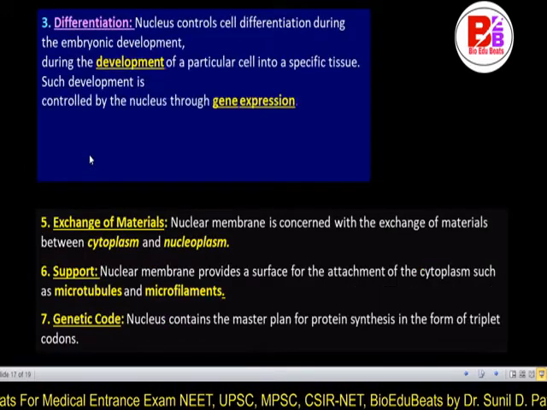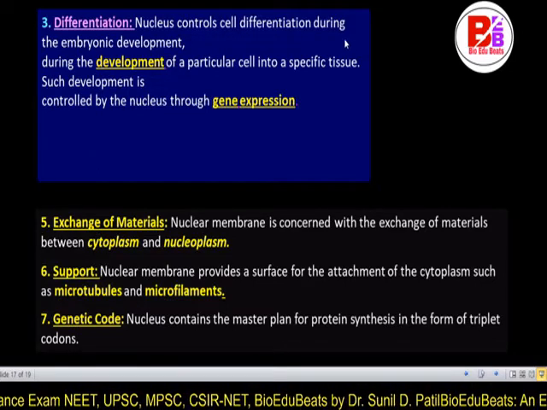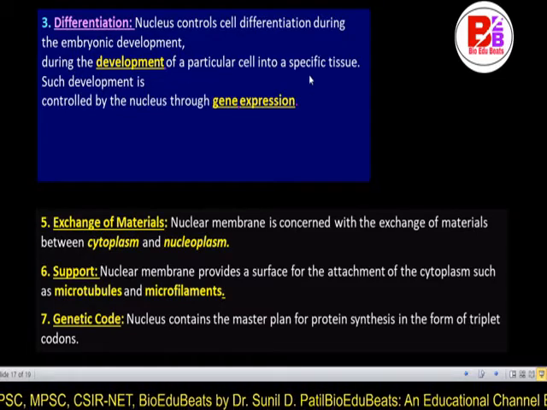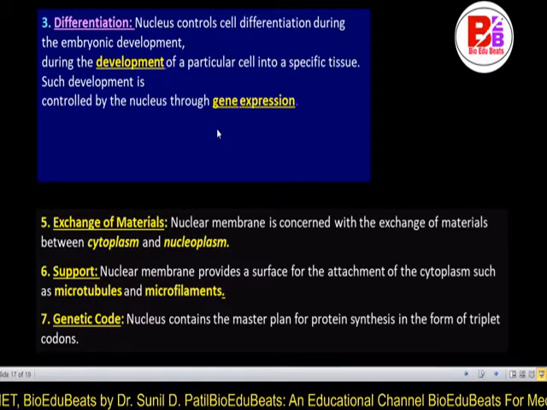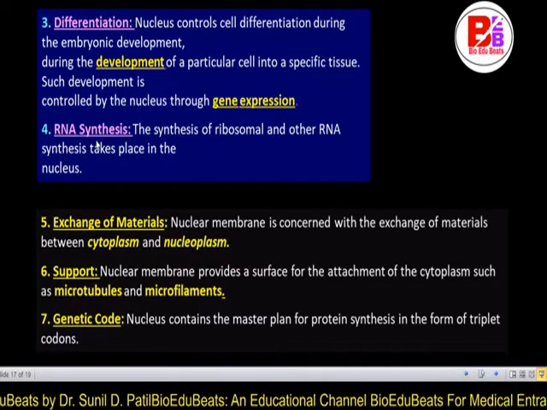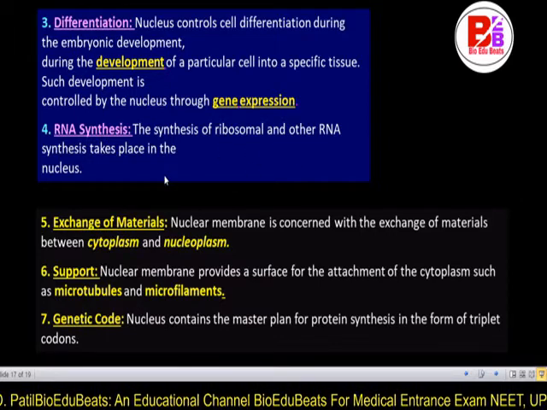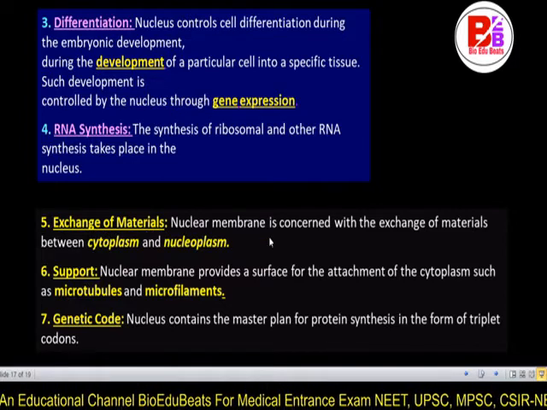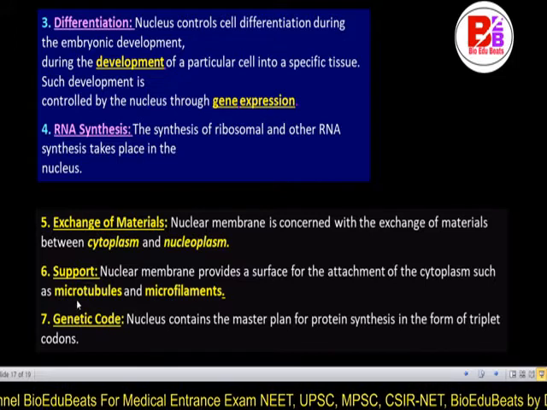Differentiation is the third function of the nucleus. The nucleus controls cell differentiation during embryonic development, during the development of a particular cell into a specific tissue. Such development is controlled by the nucleus through gene expression. Fourth function, RNA synthesis. The synthesis of ribosomal and other RNA takes place in the nucleus. Fifth function, exchange of material. The nuclear membrane is concerned with the exchange of material between the cytoplasm and nucleoplasm.